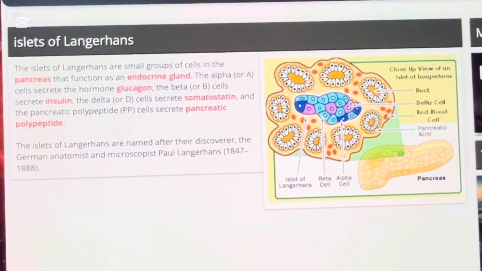So these islets of Langerhans, which are made up of these groups of different cells responsible for the production of hormones directly into the blood, function as an endocrine gland. Which means the pancreas is capable of functioning like an endocrine gland.